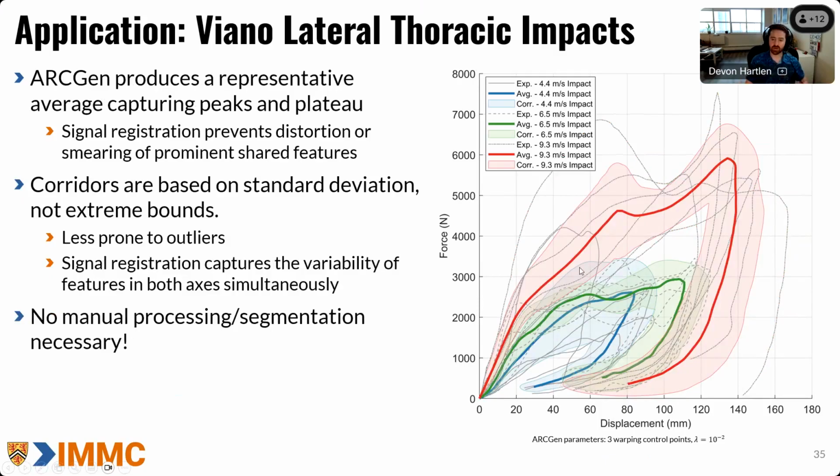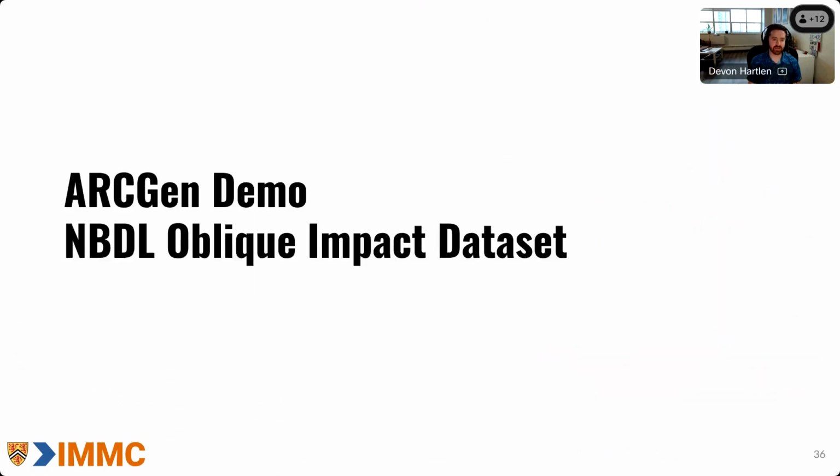It's just that the corridors look a little more ballooned than we'd expect. The big thing is, though, we don't need manual processing or segmentation to deal with these challenging data sets. We can just feed them into ARCGen and have a good response. So with that, let's actually dive into some real data sets with ARCGen.